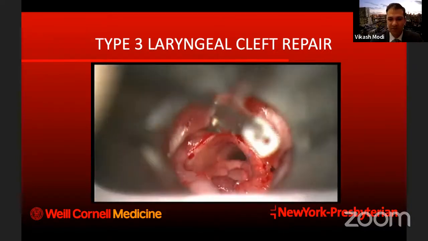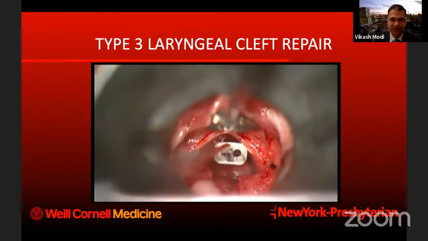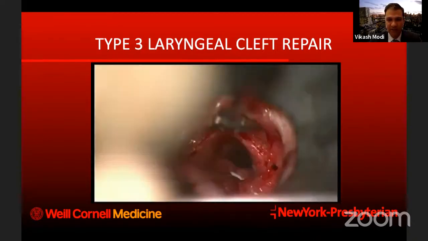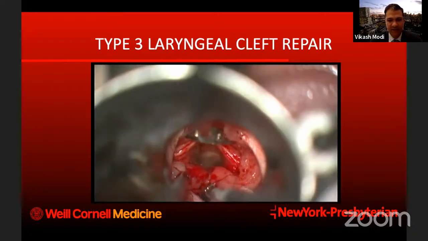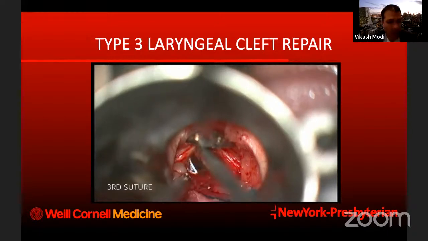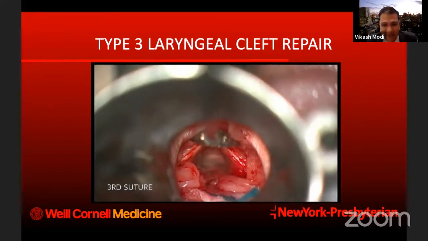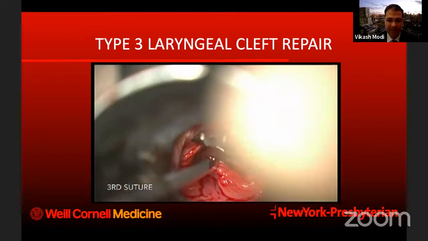So once the suture is placed, we'll use our knot pusher. Very important, you don't trap the esophageal mucosa when you're putting those knots down. This is a fast-forwarded video. I do not suture that fast. This is the third stitch being placed. This child required a total of, I believe, 8 sutures to close this laryngeal cleft. Notice that needle is still bent.